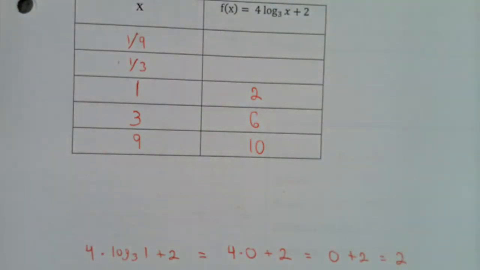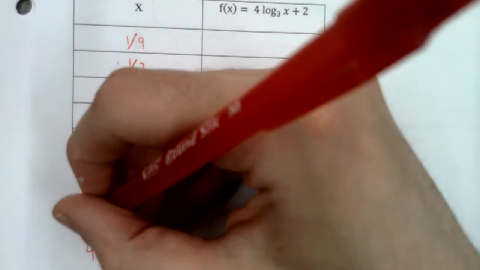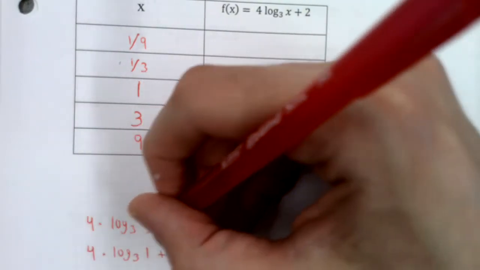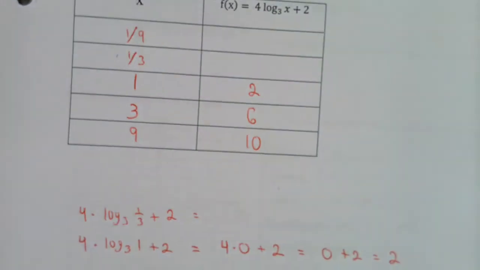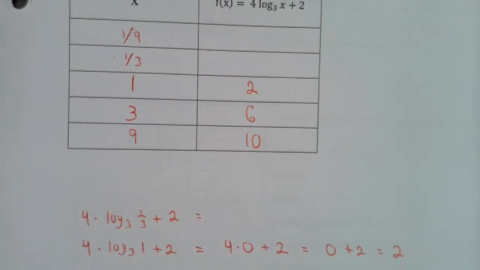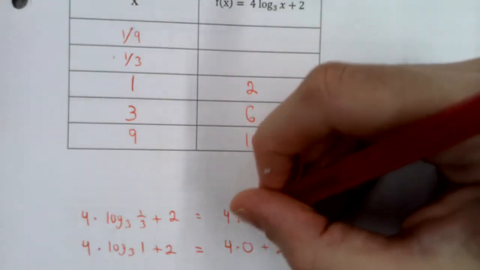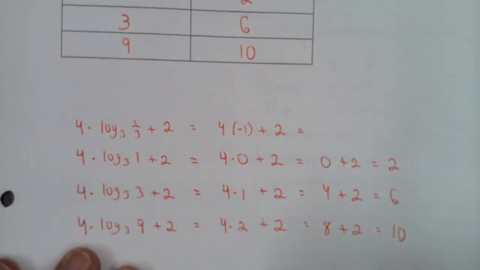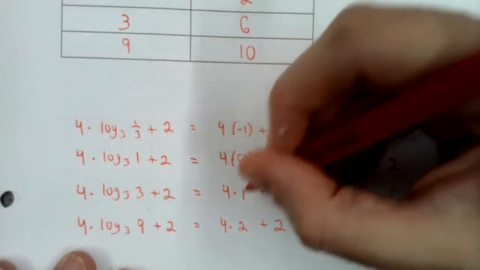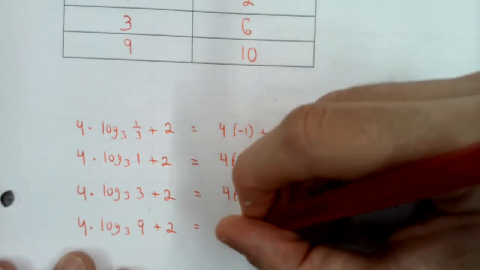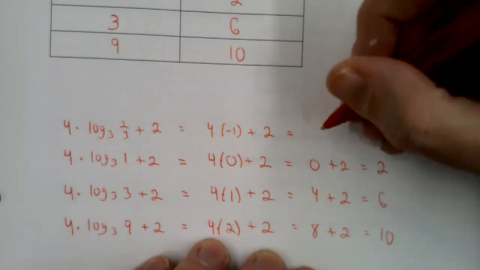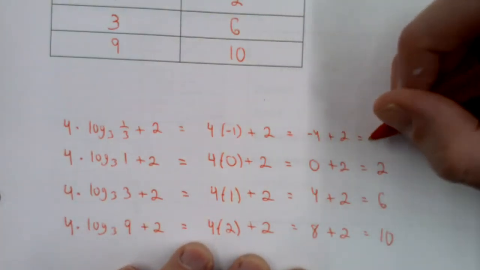And let's keep going in our table. Let's do 1/3. Let's do 1/9. So let's do 1/3 next. 4 times log base 3 of 1/3. Log base 3 of 1/3 means 3 to what power equals 1/3? -1. Let me make it look nice. I'll use parentheses. Looks nicer. So be consistent. 4 times -1 plus 2 is -4 plus 2, which equals -2.